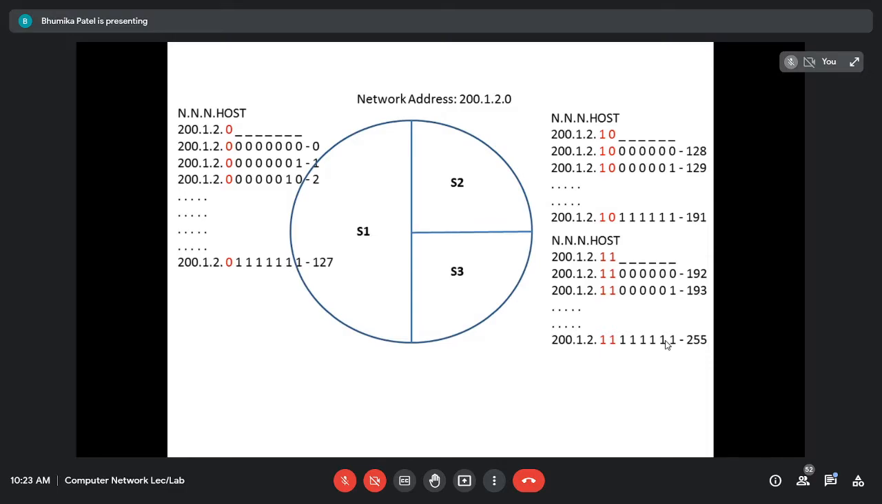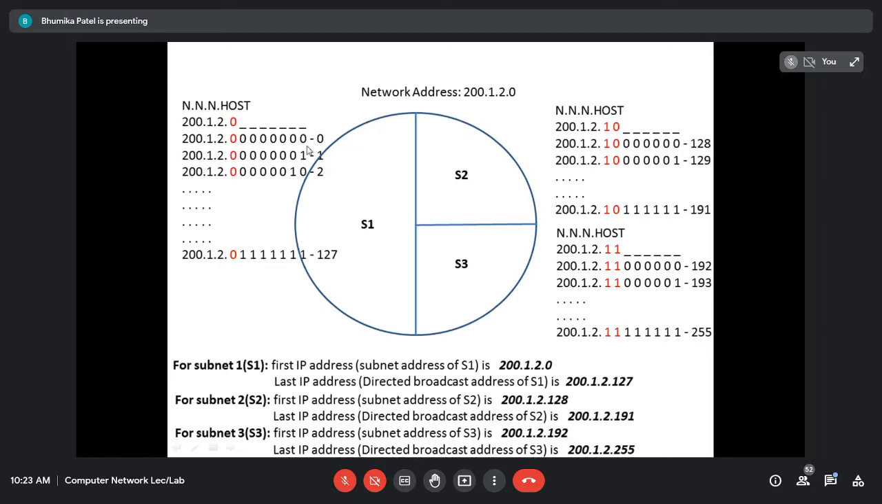Okay, so we can say that for subnet 1, the first IP address will be 0 and the last IP address is 127. The first IP address represents the entire subnet, that is, the subnet address of subnet 1 is the first IP address. The last IP address is the directed broadcast address. Similarly, in subnet 2 and subnet 3 also, the first and last IP addresses will be the subnet address and the directed broadcast address respectively. So it is 128 and 191. And here 192 is the subnet address for subnet 3 and 255 is the broadcast address for subnet 3. Okay, so this is the variable length subnet mask.